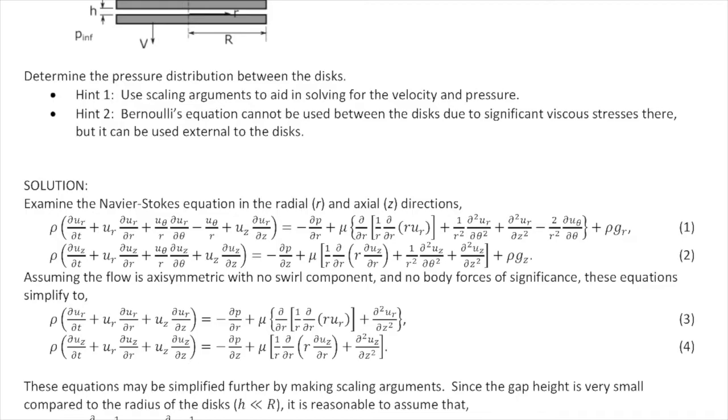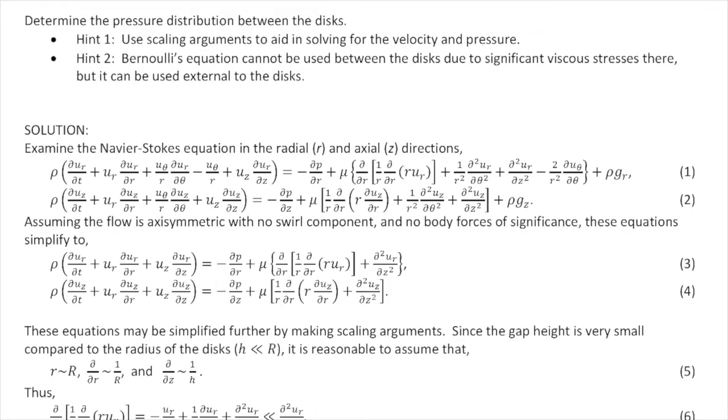And then we'll also assume that there's no swirl component to the flow, meaning that the flow is not going around in circles around the disk. So that means that the u theta terms will be 0. And then, of course, no body forces of significance, so the g sub r and g sub z terms we'll ignore. And those are reasonable assumptions. If we make those assumptions, then these two equations will simplify. You can see the d theta terms, the u theta terms, and the body force terms all disappear. So here we are now with our Navier-Stokes equations in the radial direction and the z direction.